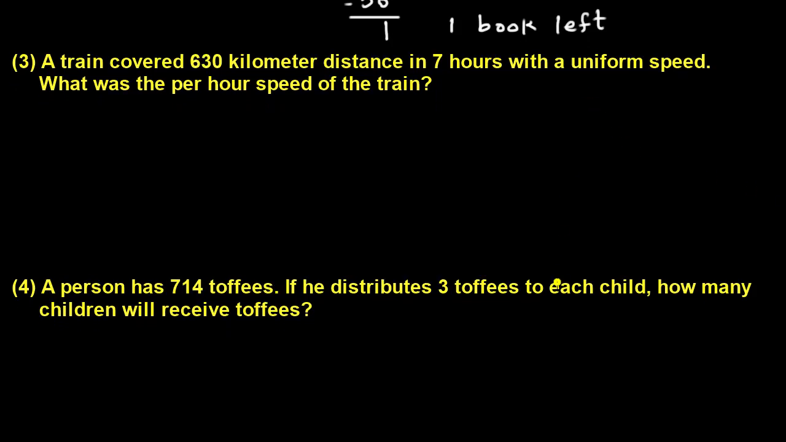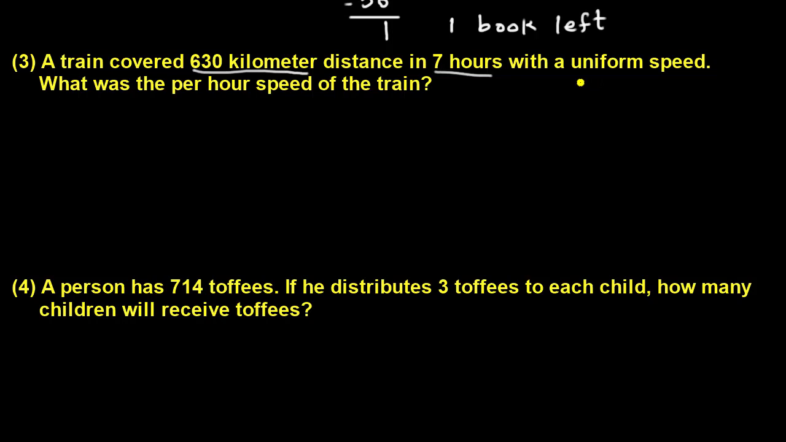One more question. Here you can see two questions. So again, stop the video and try to solve these two questions. A train covers 630 km distance in 7 hours with a uniform speed.